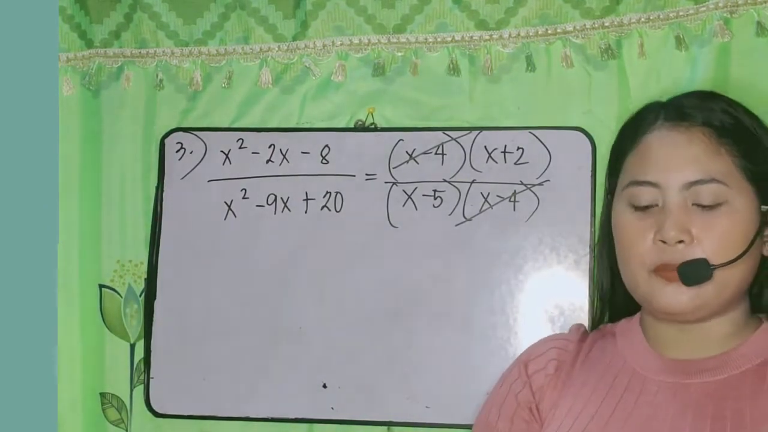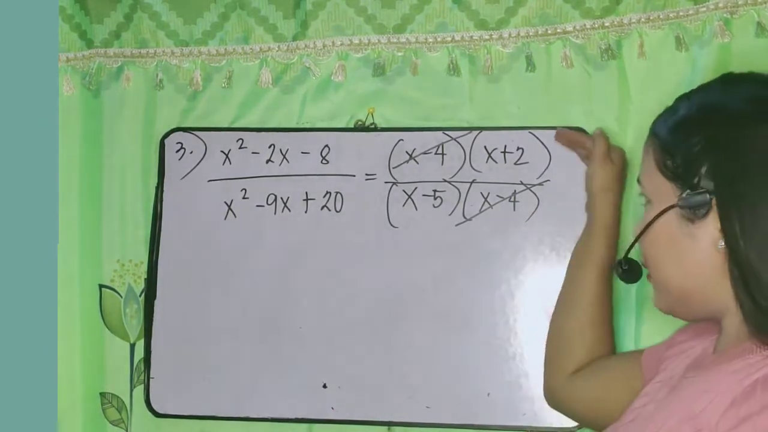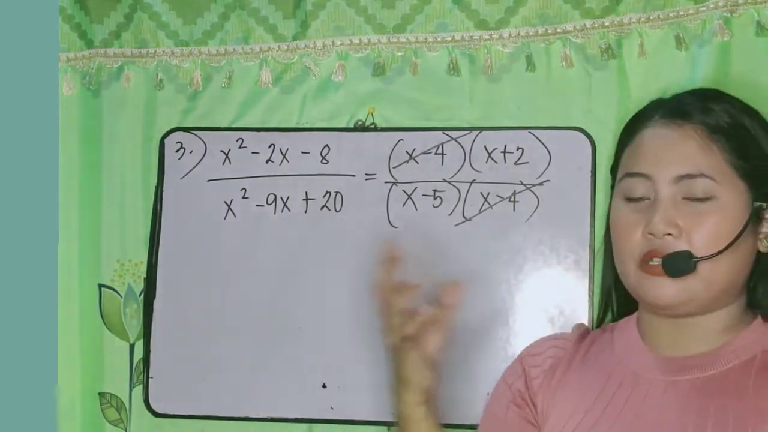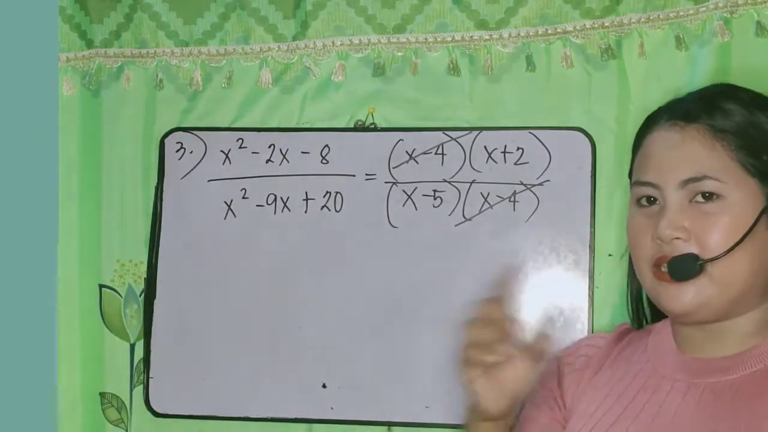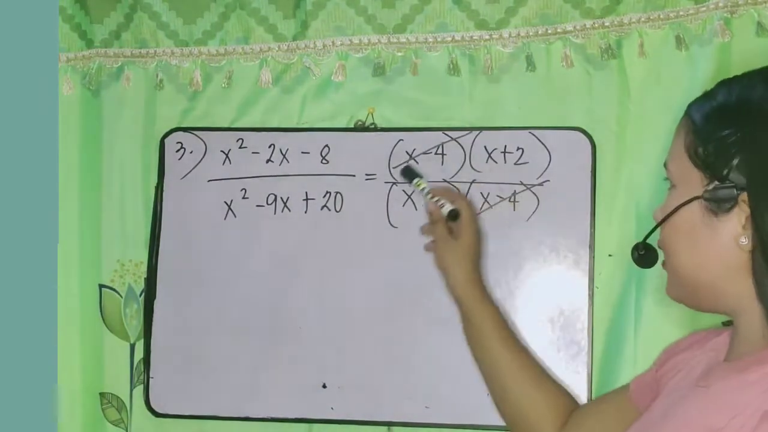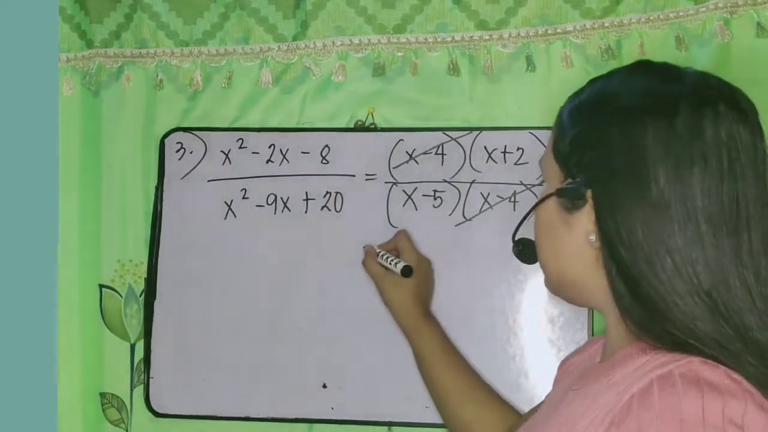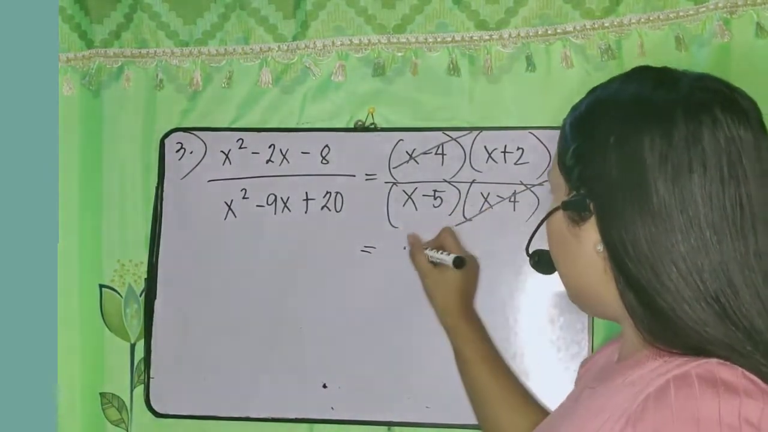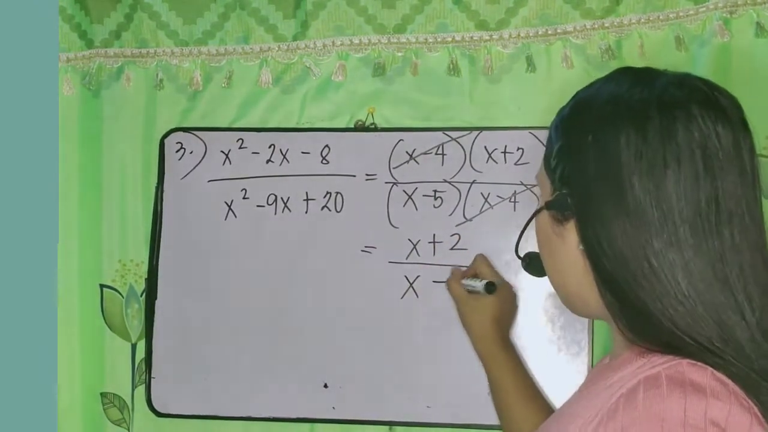Dapat, pag nagpa-factor out po tayo, pag hinahanap natin yung factor ng polynomial, dapat, both numerator and the denominator, may magkaparehas na factor na isa. Hindi naman pwedeng dalawa. Okay? Kasi, mali yun. So, dapat isa lang yung magkaparehas. So, once may magkaparehas na factor, cancel out na po natin siya. Then, kokopyahin na po natin kung ano po yung natira. So, which is dito, ang natira natin is x plus 2 and then x minus 5.